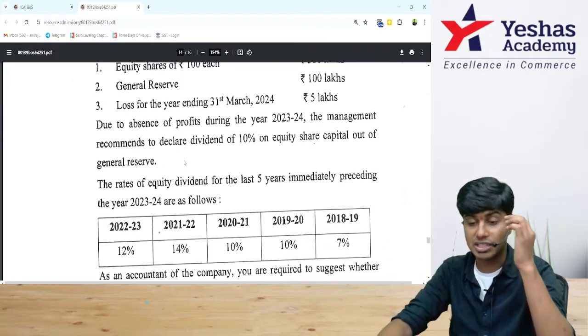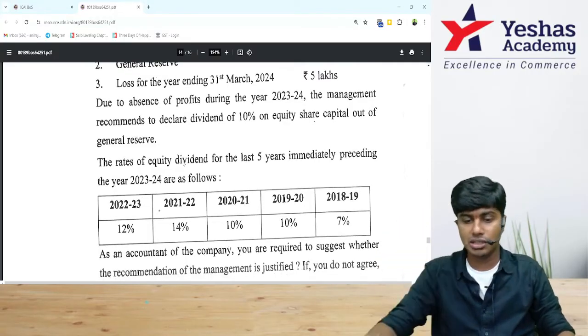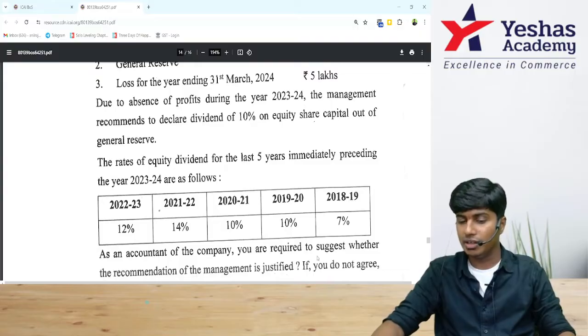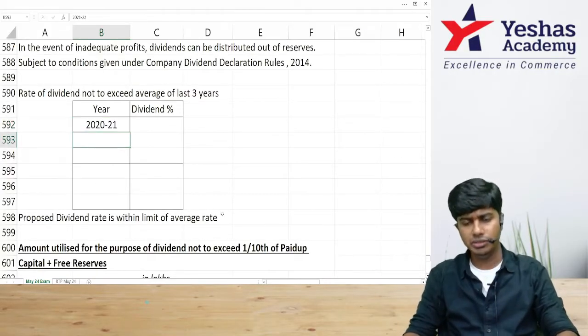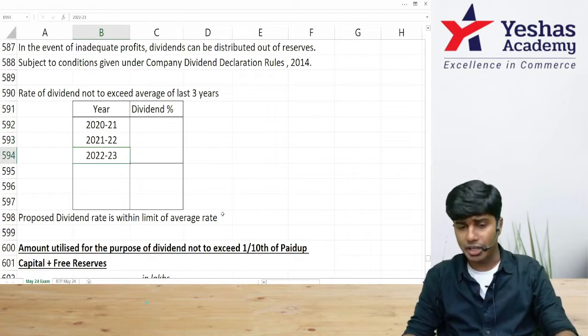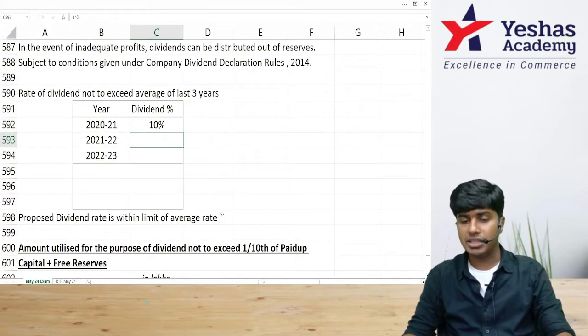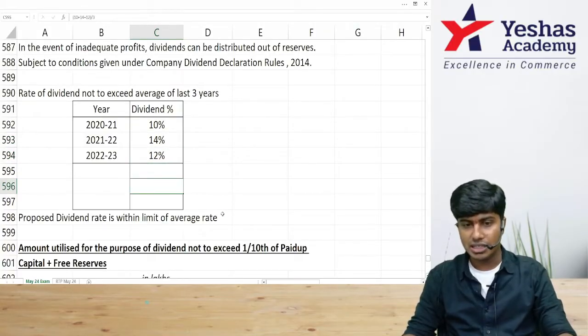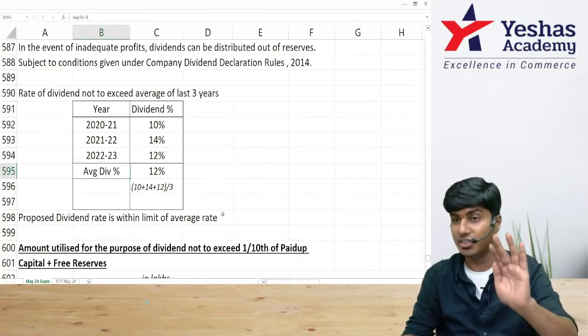Now, last 5 years dividend rates are given. We don't care about last 5 years. We'll take only last 3 years. Last 3 years is not 10, 10, 7. It is 12, 14 and 10. So let me write years 2021-22, 22-23, 23-24. Dividend percentages are 10%, 14%, 12%. Together, 36 divided by 3. 12% is the average dividend rate.